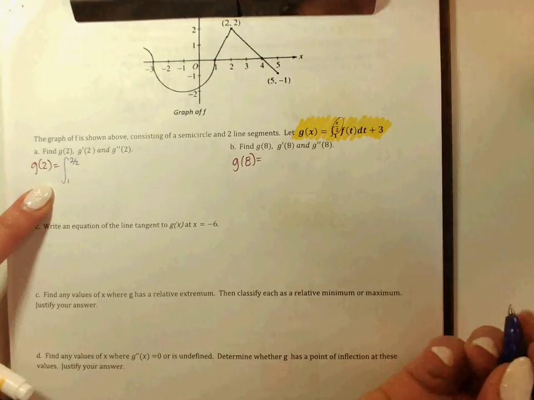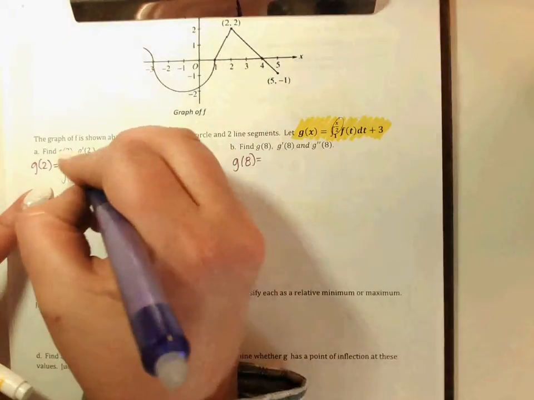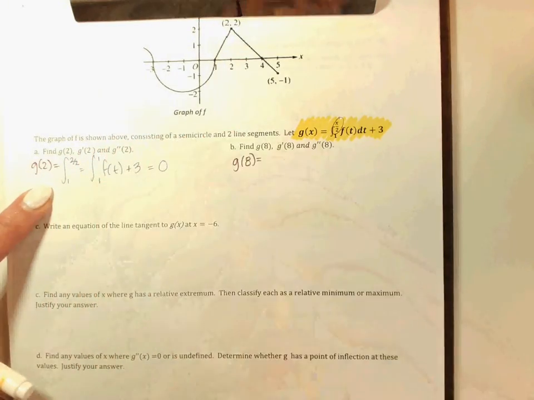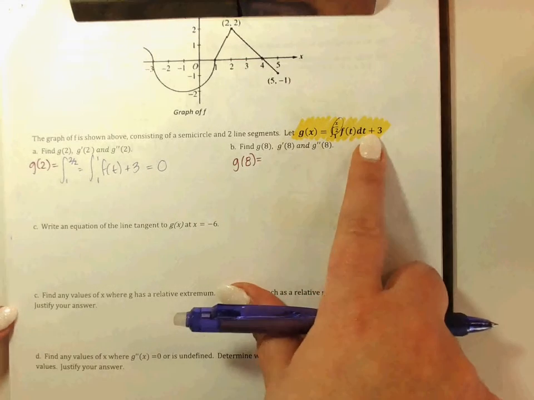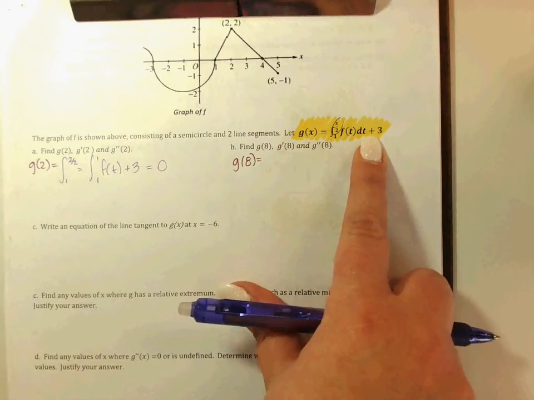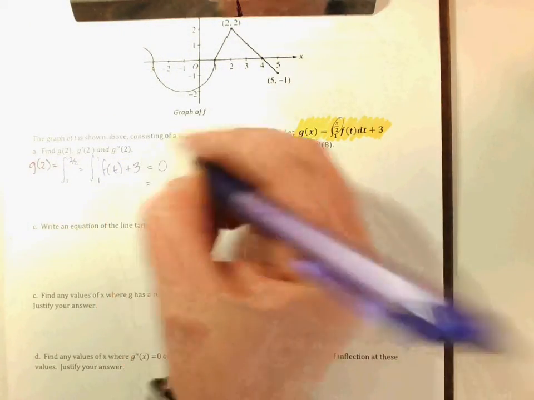What is that the same as? Integral 1 to 1. And what's the integral 1 to 1 of anything? 0. Now, do you notice the plus 3 at the back? It's not inside the integral, so it's not 0. It's still a plus 3. So what's 0 plus 3? 3.